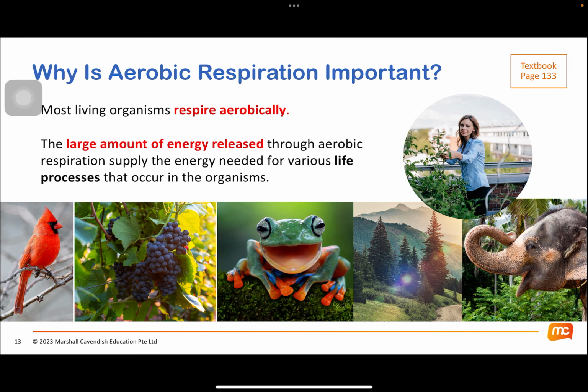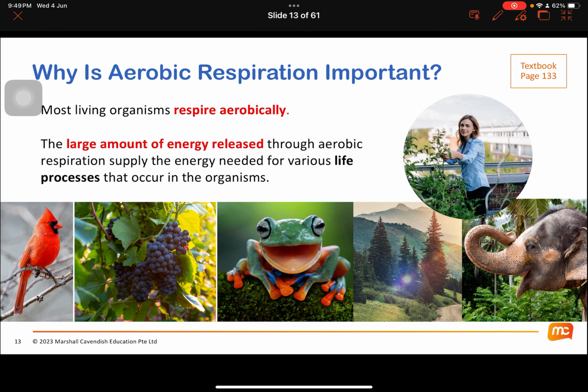So why is aerobic respiration so important? All living organisms respire aerobically, because of the large amount of energy that's released through aerobic respiration to support the different life processes that happen inside of us and many other living organisms.